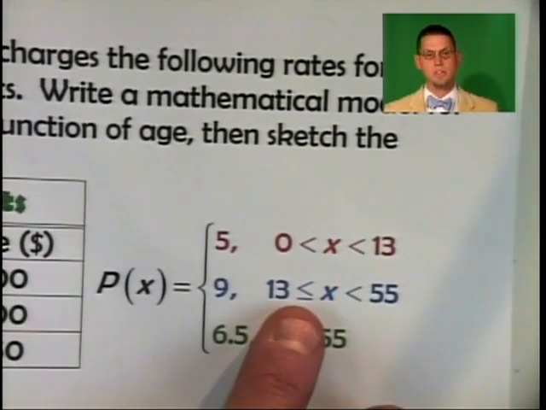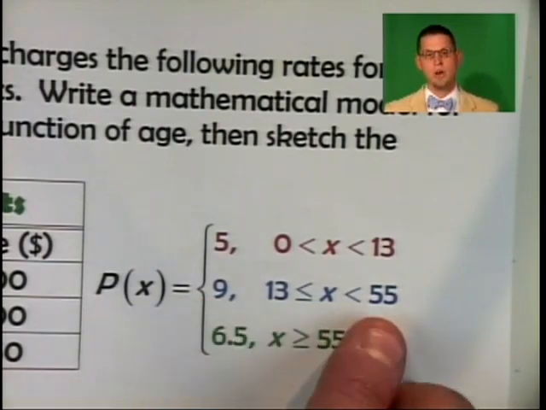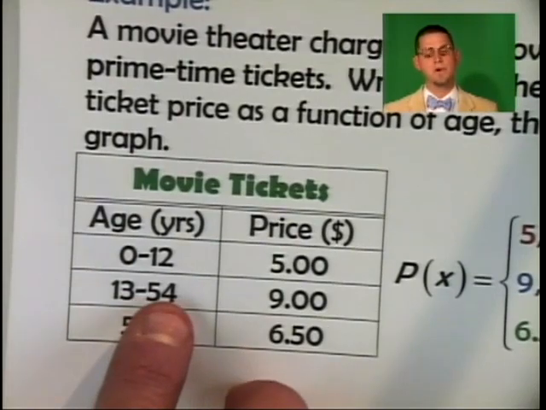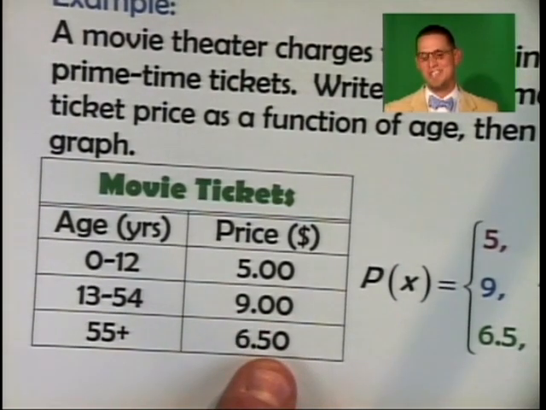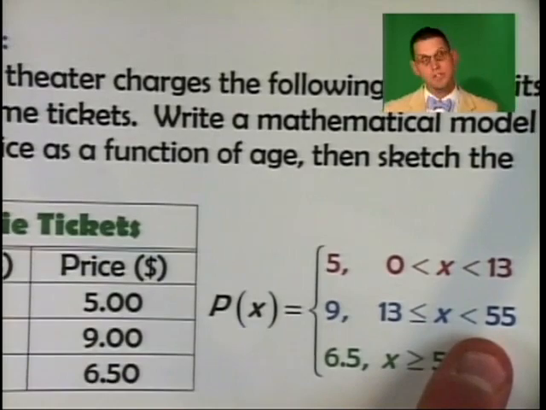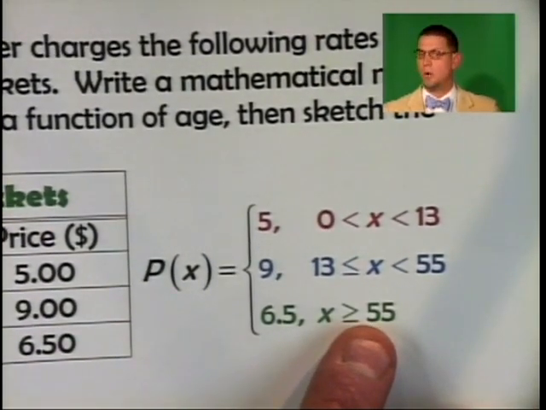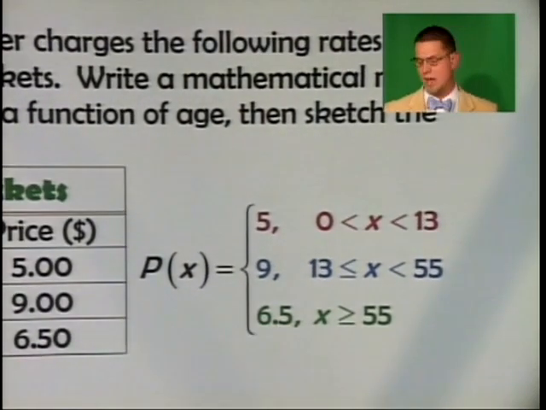Now, as soon as you hit 13, notice the equal sign here, you jump up to the $9 level. And that is good all the way through less than 55. Again, if you're 54 and your birthday's tomorrow, before you're 55, you're probably going to tell them it's your birthday so you get the cheaper price. Maybe not, though, but you're still subject to the $9 rate. So we'll say less than 55. Now, once you hit 55 or greater, you get in for $6.50, which is 6.5 as a decimal.